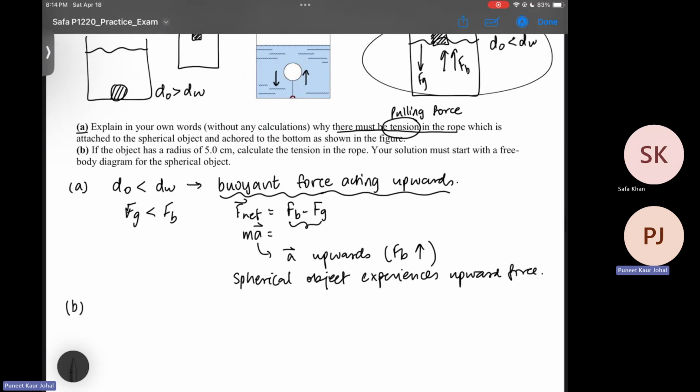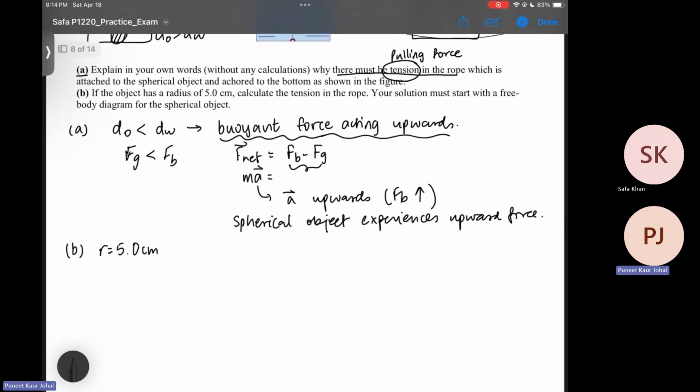Part B is the object has a radius of 5 centimeters. Calculate the tension in the rope. Your solution must start with a free body diagram. Okay, so again, like we initially said, there's going to be Fg. Yes, any object, as long as you're on Earth, will experience gravity. We know that there is going to be a buoyant force.